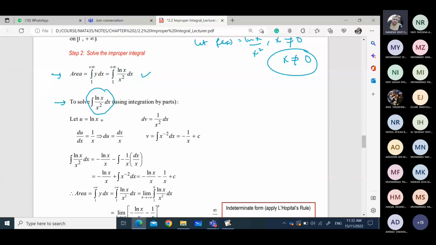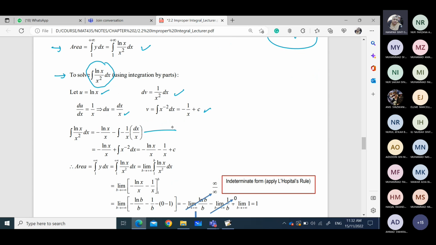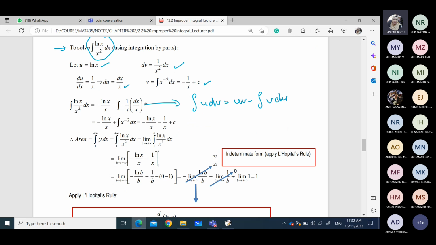Okay, so let u be natural log of x, and we differentiate, and here we have du equal to dx over x, and the rest is our dv. So dv is 1 over x squared. So integrate both sides, then we have v equal to negative 1 over x plus c. Okay, so we apply the integration by parts formula, which is integral of u dv equal to uv minus integral of v du. So at the end of the day, we have this answer: negative natural log of x over x minus 1 over x plus c.